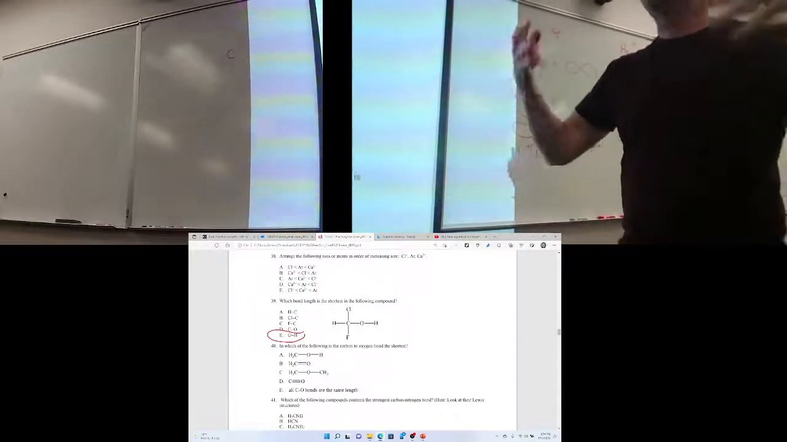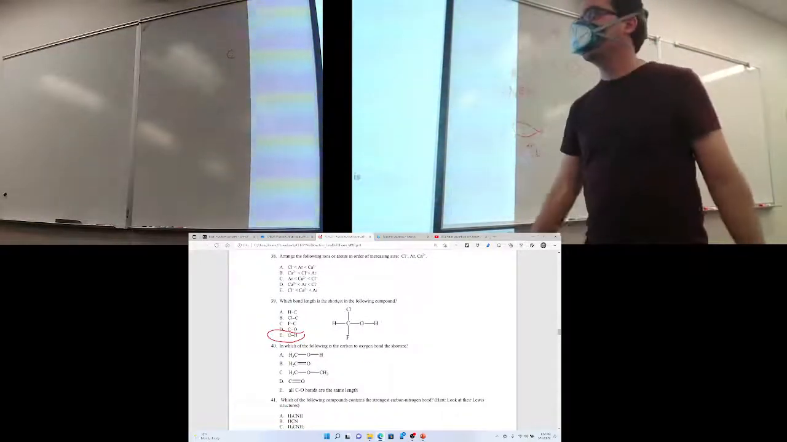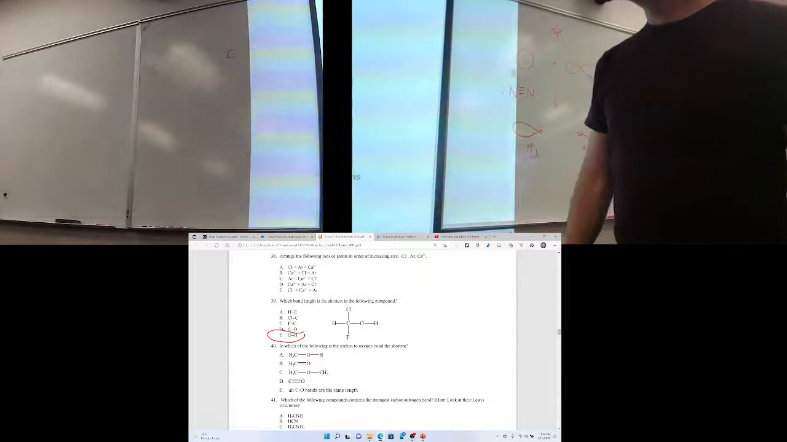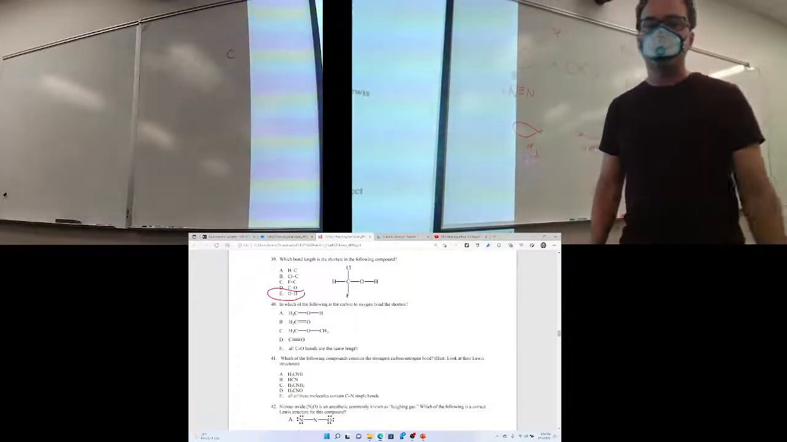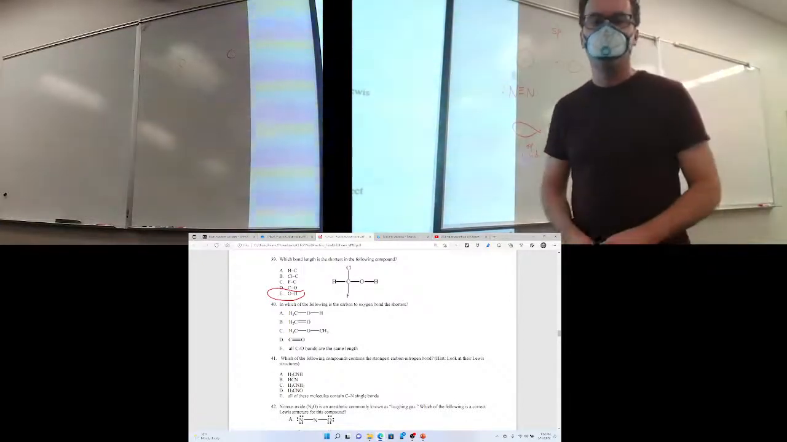So hydrogen is just the smallest because of the shell, right? Shell 1. But we're looking at a combination of two atoms making a bond. So it's either going to be carbon-hydrogen or oxygen-hydrogen. In this case, it's oxygen.